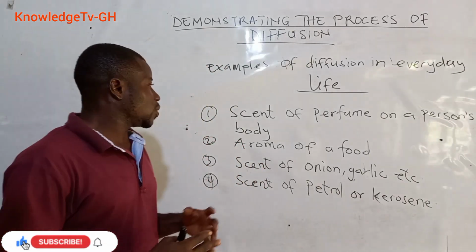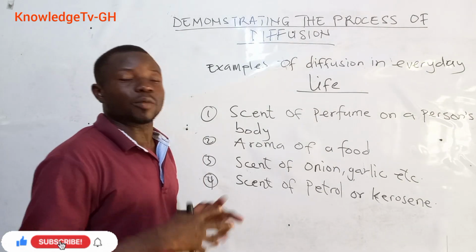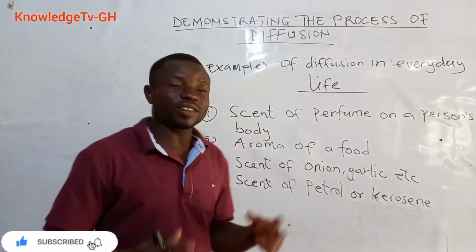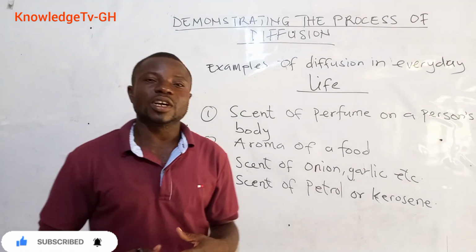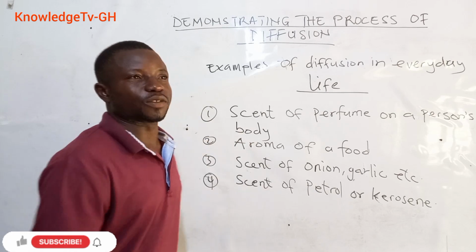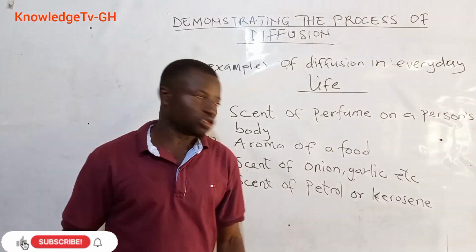The second one is the aroma of food. When somebody is cooking and you smell the scent of the food, or the aroma of the food, then you say that the aroma of that food has diffused and reached you.